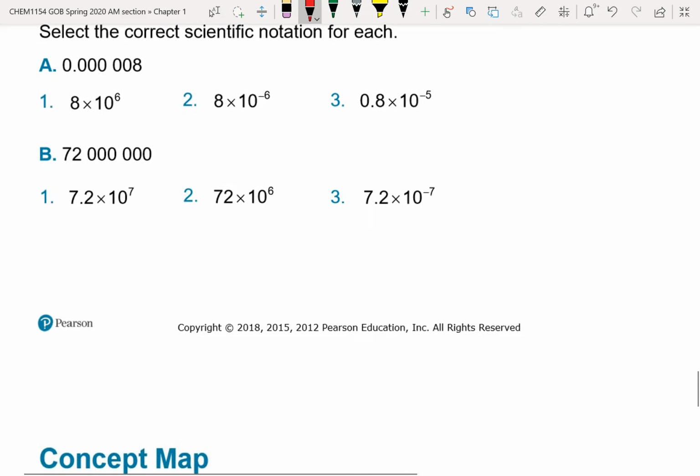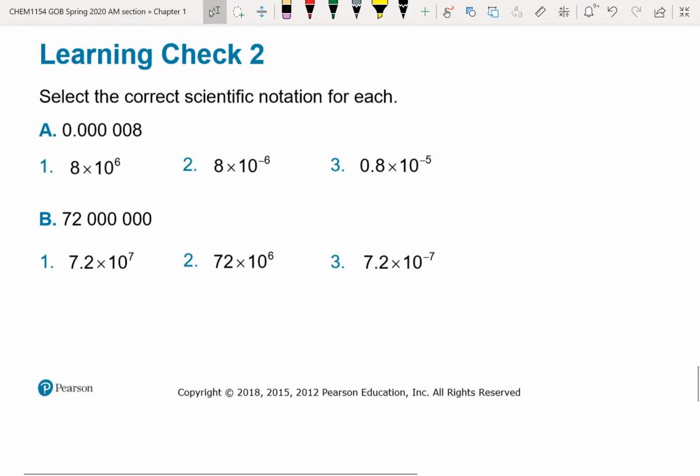All right, so our last thing here. Select the correct scientific notation for each. All right, so for A. This is a good example of the types of questions that you may see either on a quiz or on an exam, where even if you don't know how to do it, you can use some strategies or some intuition to eliminate answers that are immediately wrong.